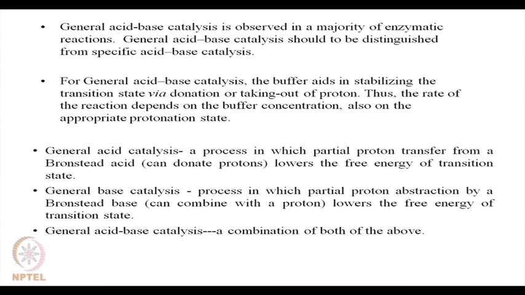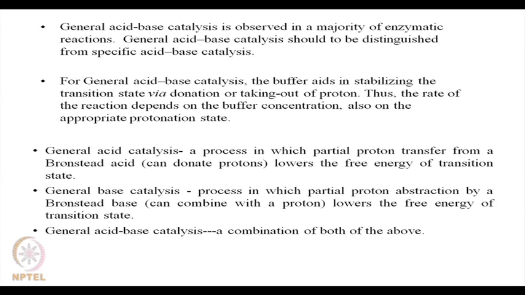Now, general acid base catalysis is observed in a majority of enzymatic reactions. General acid base catalysis should be distinguished from specific acid base catalysis. For general acid base catalysis, the buffer aids in stabilizing the transition state via donation or taking out of a proton. Thus, the rate of reaction depends on the buffer concentration for general acid base catalysis and also on the appropriate protonation state.